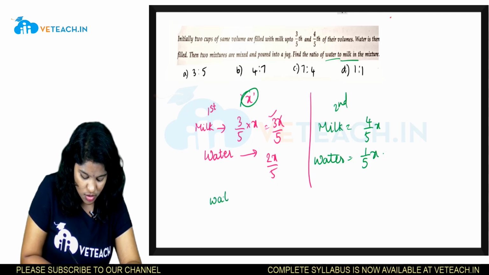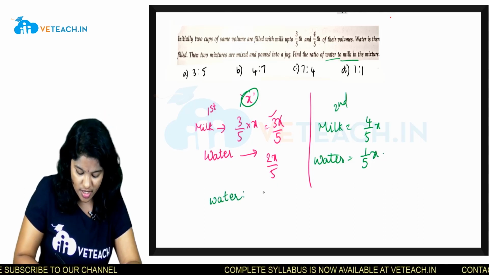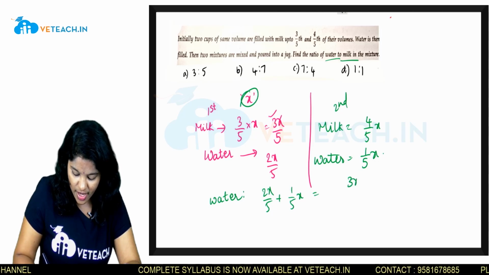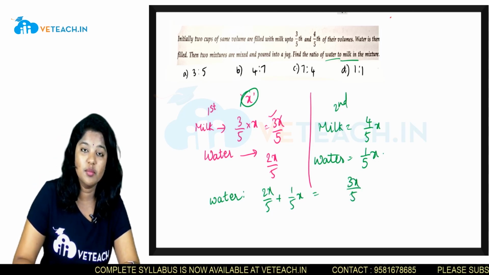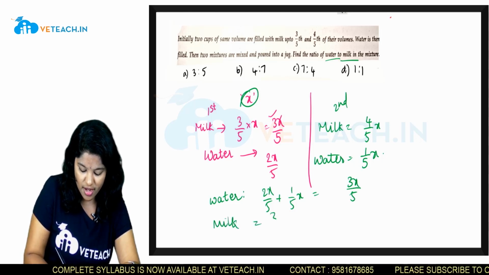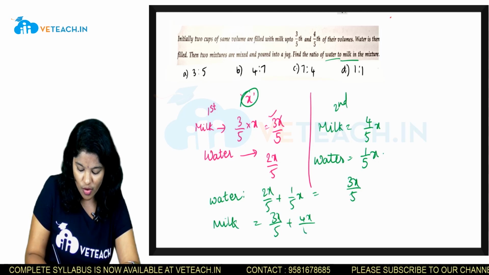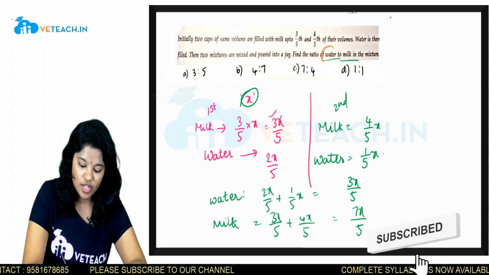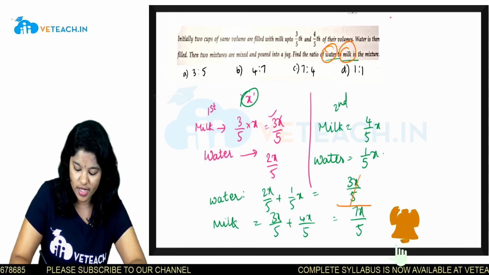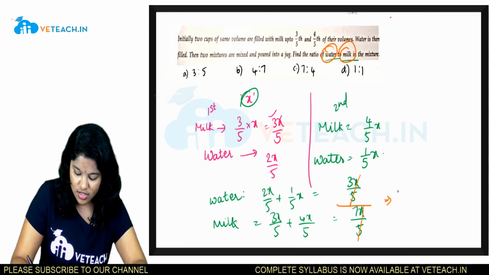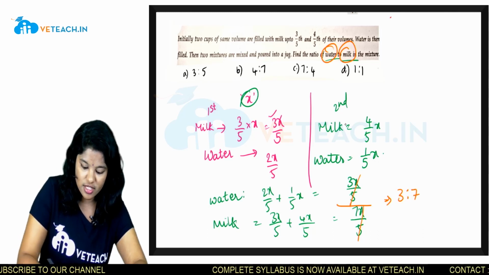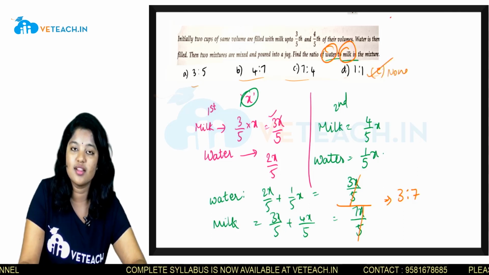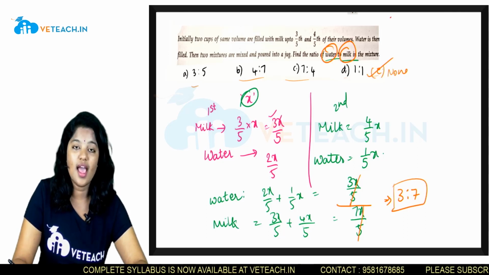Now let us find the total water in both the cups, that is 2x by 5 plus 1/5 of x, that is equal to 3x by 5. Total volume of the milk in both the cups, simply add both, 3x by 5 plus 4x by 5, that is equal to 7x by 5. They asked us to find the ratio of water to milk. So simply divide these two components. x by 5, x by 5 will get cancelled. So the answer is 3:7. Here the option is not there. If none of the given options match, simply tick answer option E. Otherwise you will get an add score.